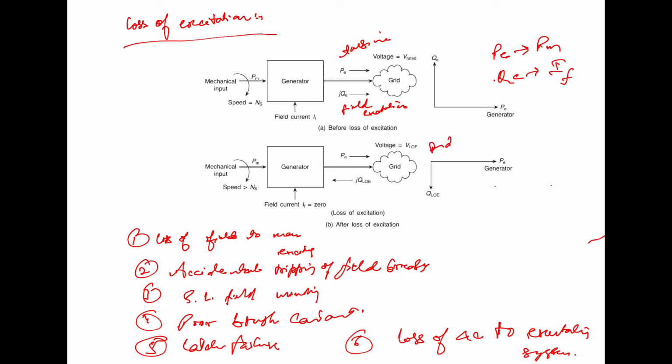So it will run as an induction generator. Under the induction generator, the machine speeds up slightly above the synchronous speed, that is Ns, and draws the excitation from the grid, that is, it draws the reactive power which is required from the grid.